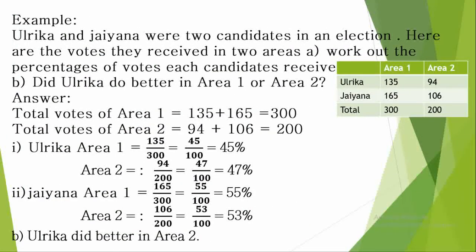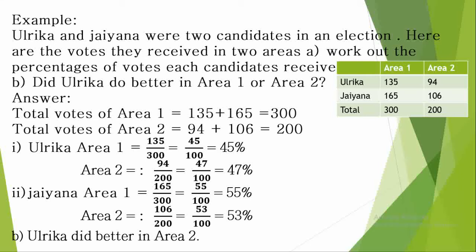Now see the example. Ulrika and Jayana were two candidates in an election. Here are the votes they received in two areas. A1. Work out the percentage of votes each candidate received. B1. Did Ulrika do better in area 1 or area 2? Now see the table. Area 1 and area 2. So Ulrika got in area 1 135 votes and in area 2 94 votes.